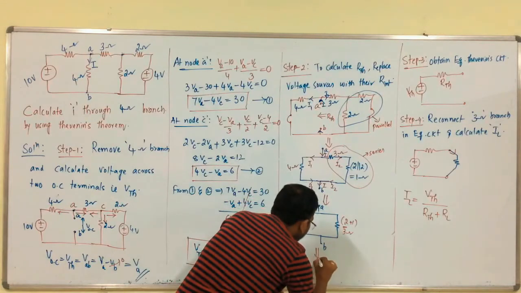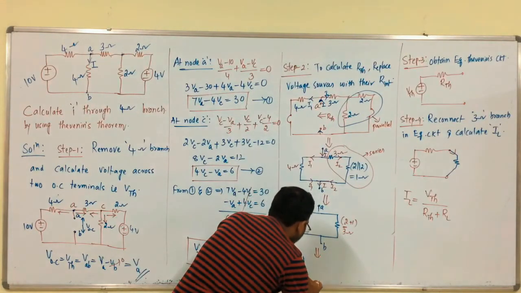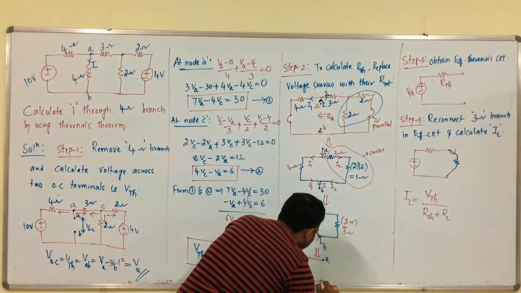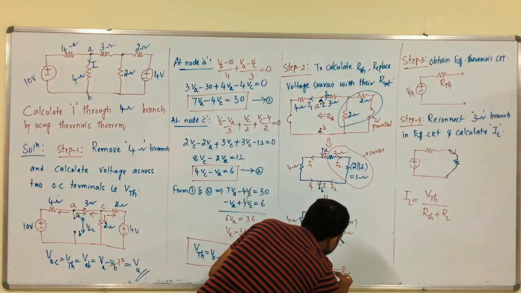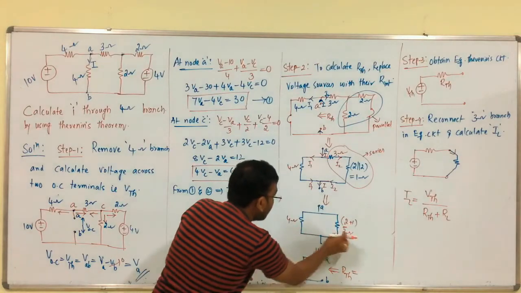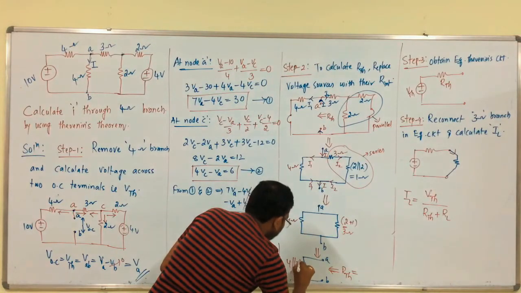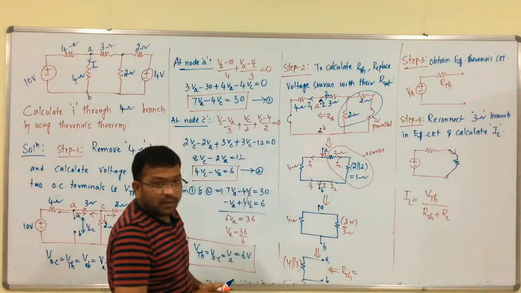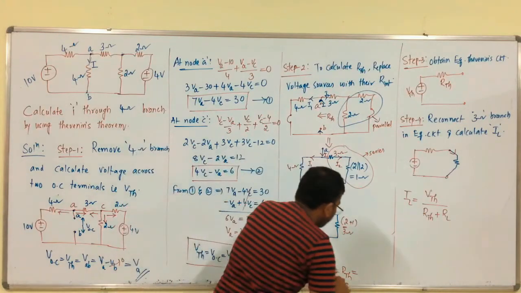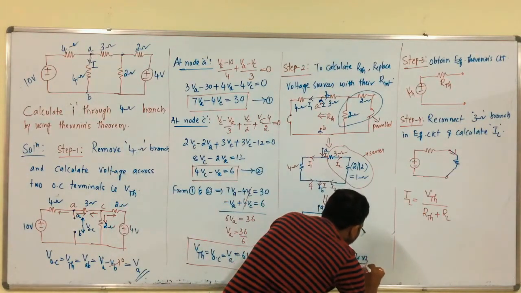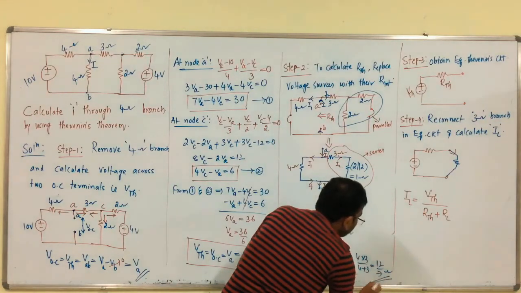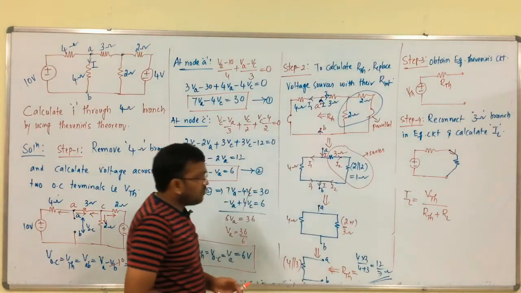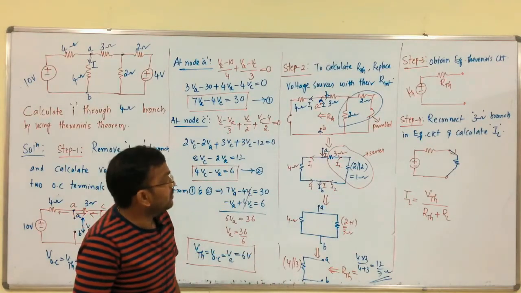Finally, A, B, that is RTH, which is equal to what? 4 is parallel with 3, that is nothing but 4 into 3 by 4 plus 3, which is equal to 12 by 7 ohms. So, RTH is 12 by 7 ohms.